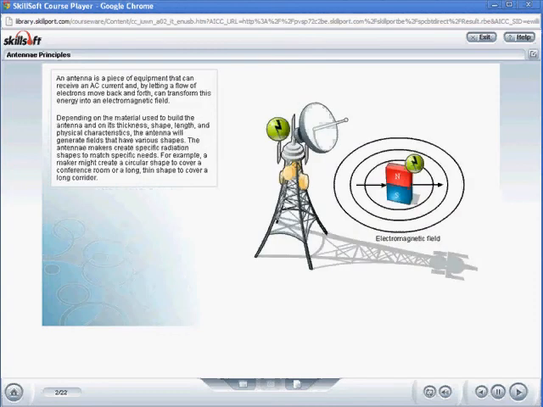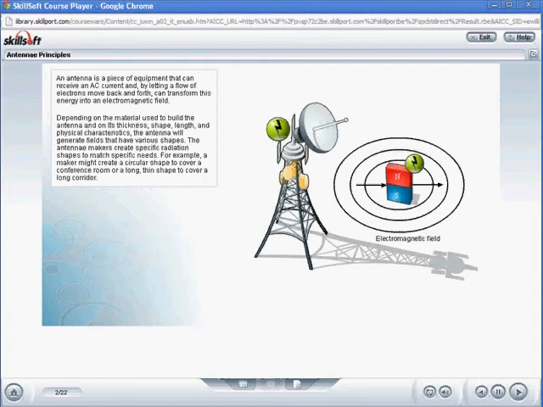An antenna is a piece of equipment that can receive an AC current, and by letting a flow of electrons move back and forth, can transform this energy into an electromagnetic field. Depending on the material used to build the antenna and on its thickness, shape, length, and physical characteristics, the antenna will generate fields that have various shapes.